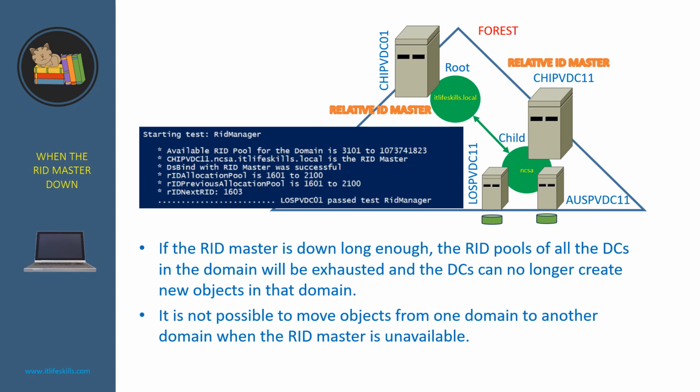So what happens when the relative ID master is down? From the roles of the relative ID master, we can easily figure out that if the relative ID master is down long enough, then the relative ID pools of all the DCs in the domain will be exhausted, and the DC can no longer create new objects in that domain. And also, it is not possible to move objects from one domain to another domain when the relative ID master is unavailable.